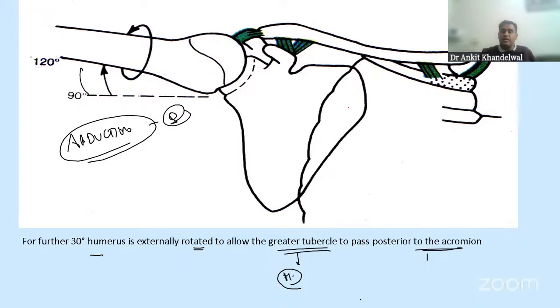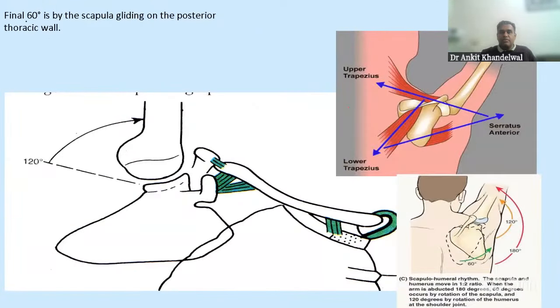90 to 120 degrees. Then after that, the final 60 degrees, that is 120 to 180 degrees, your scapula is gliding. Now feel the scapula behind, or ask your sibling or your roommate or your friend to do this movement and feel the scapula from behind. In the final movements, what happens? The scapula over here glides around the posterior thoracic wall. And what muscles are involved over here? The trapezius and the serratus anterior muscles.